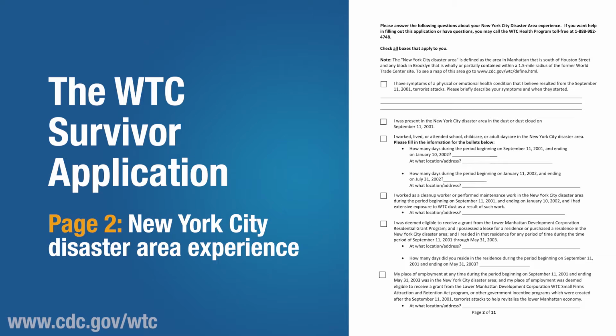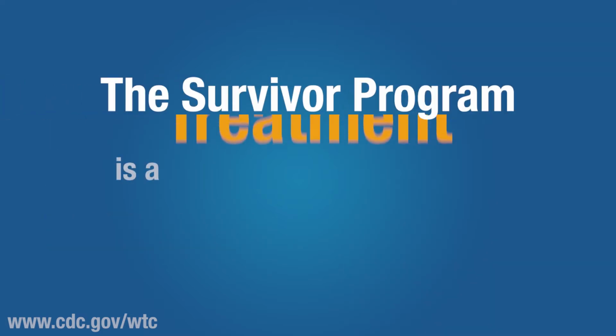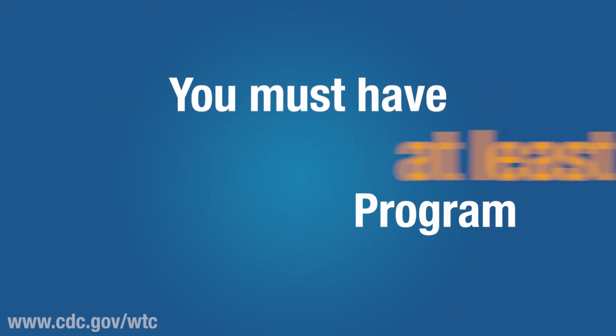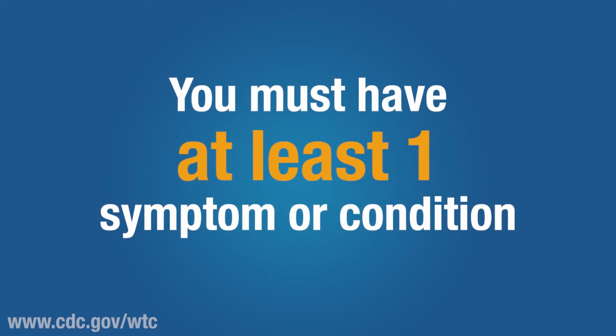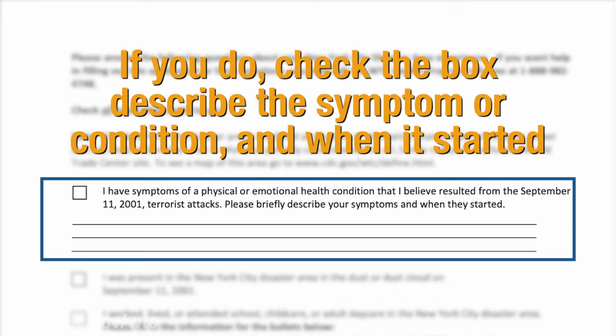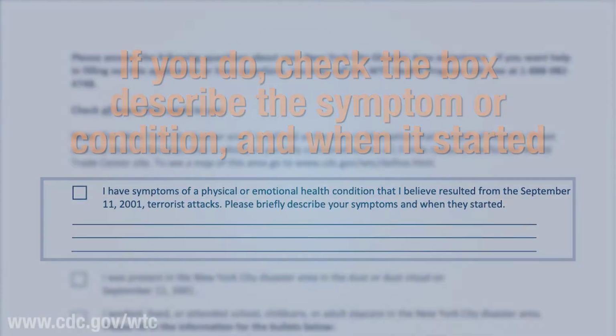The disaster area is anywhere in Lower Manhattan below Houston Street and in the parts of Brooklyn within 1.5 miles of the World Trade Center site, including parts of Brooklyn Heights, Dumbo, and Vinegar Hill. Because the Survivor program is primarily a treatment program, you must have at least one WTC-related physical or mental health symptom or condition to enroll. If you do, check the box and briefly describe the symptom or condition and when it started.